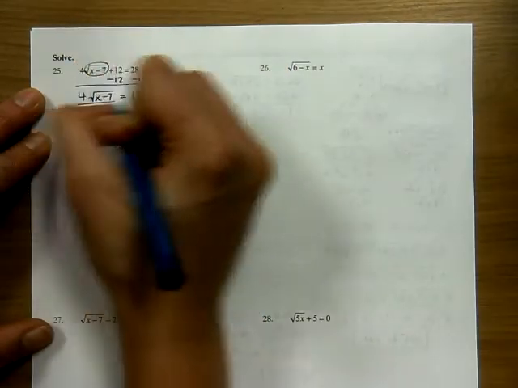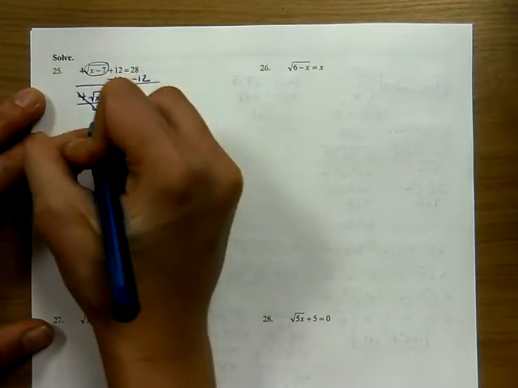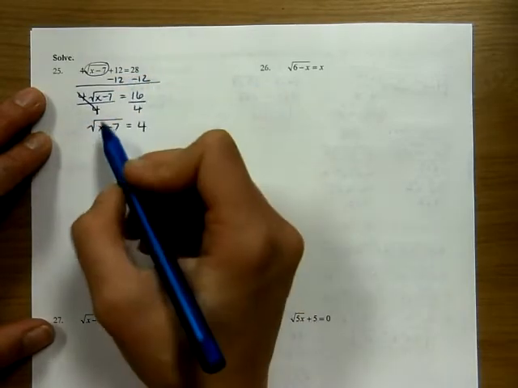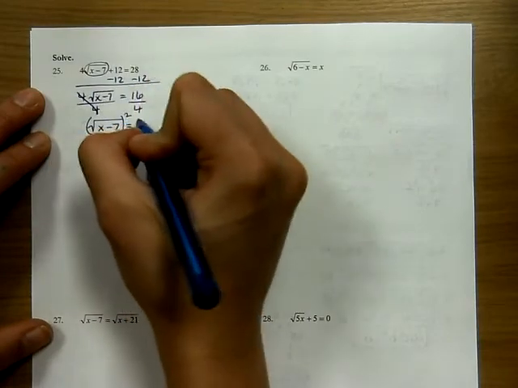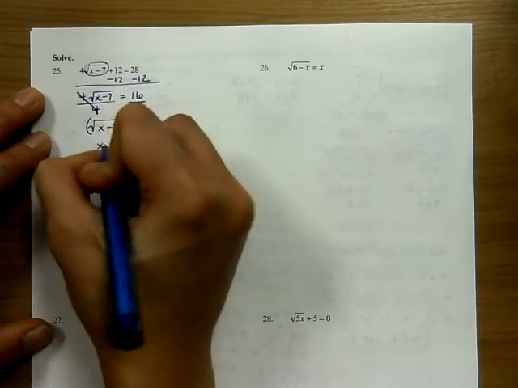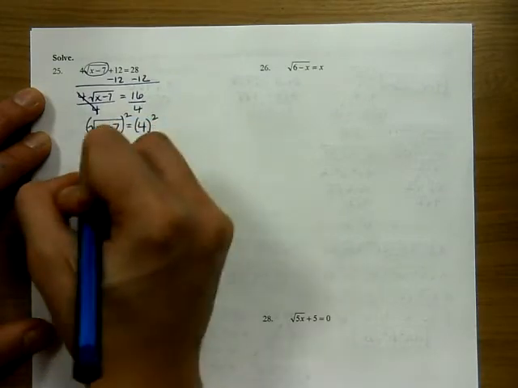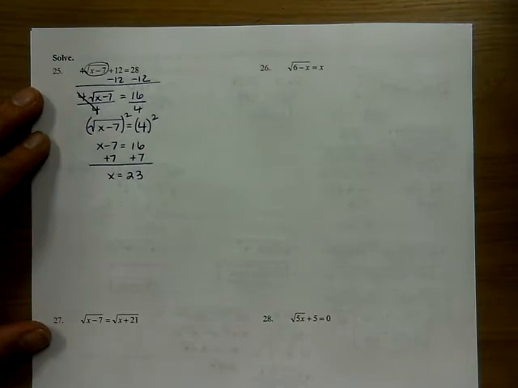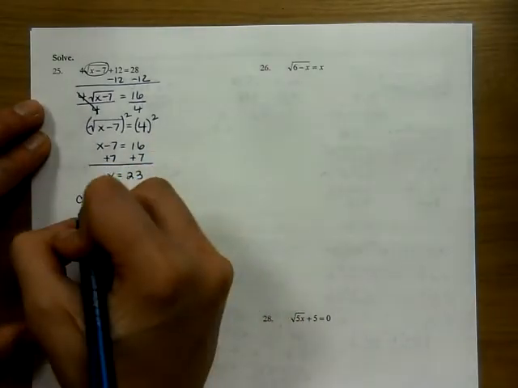Now I'm going to divide by 4 because this is 4 times the square root and those are inverse operations. Those divide to be 1, so I'm left with square root of x minus 7 equals 4. And now the inverse of square rooting something is squaring it. So I square both sides and I get x minus 7 is equal to 16. I add 7 to both sides, I get x is equal to 23. Now before I box that in as my answer, I have to check it. And I always check in the very beginning, the original equation.